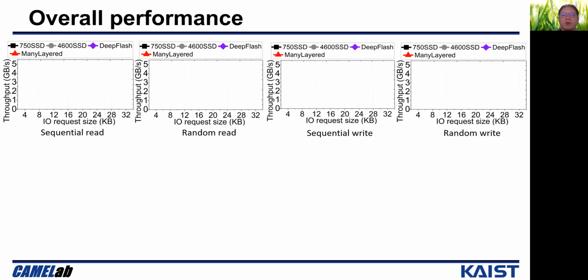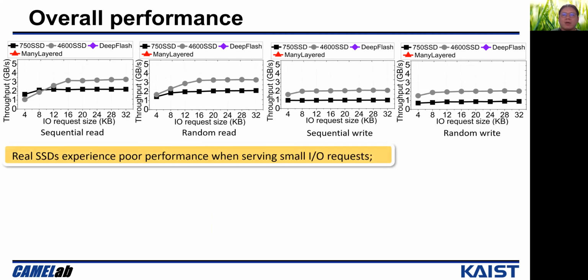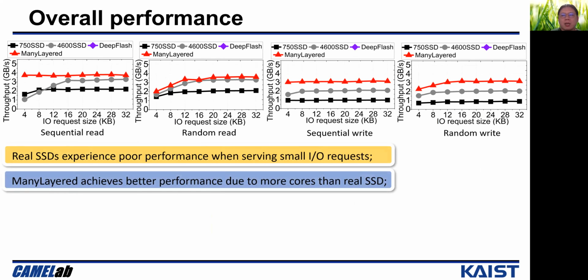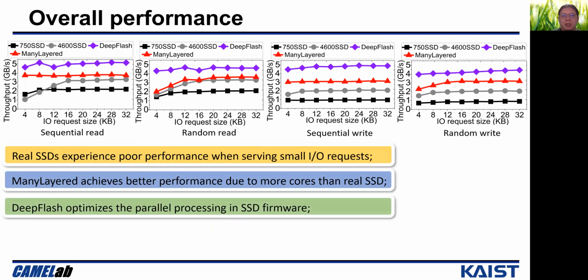Firstly, I will show the overall performance. One of our observations is that the real SSDs experience poor performance when serving small IO requests. ManyLayered achieves better performance than the real SSD products. This is because ManyLayered employs more cores than the real SSDs. DeepFlash can parallelize the IO processing in the SSD firmware, so DeepFlash can achieve the best performance for small IO requests.